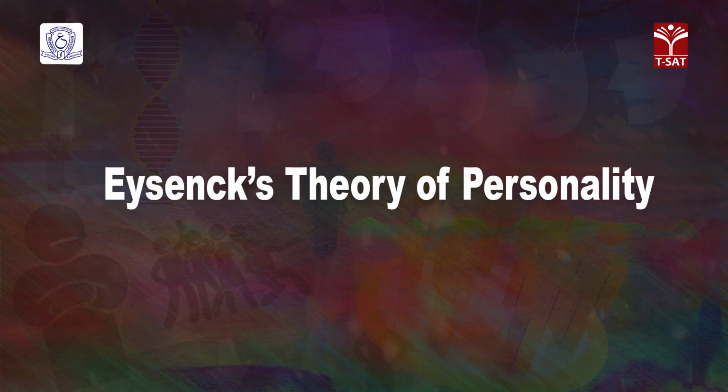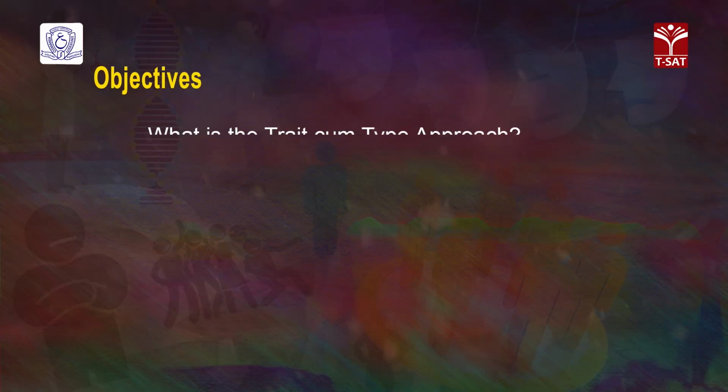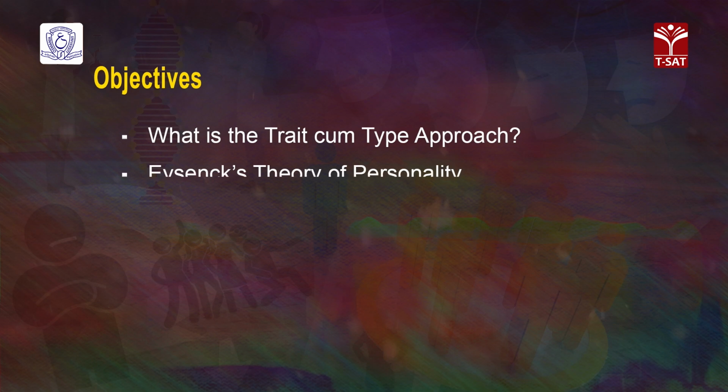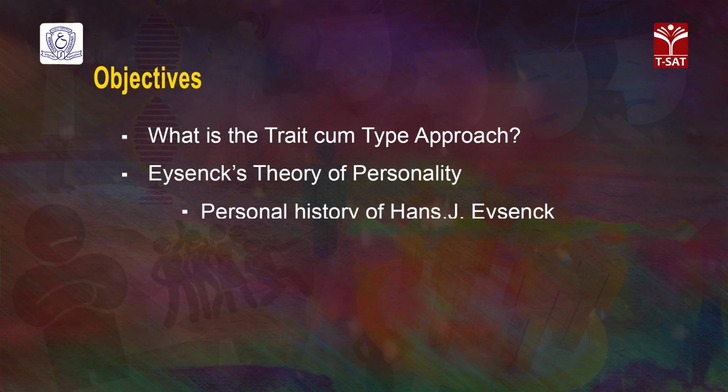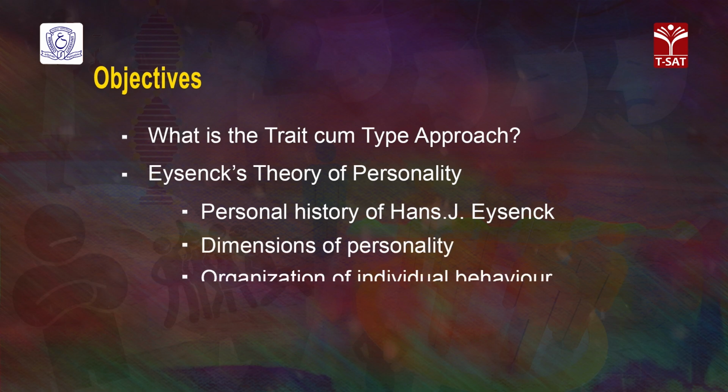Today we are going to talk about Eysenck's theory of personality. Eysenck's theory of personality is known as trait-cum-type theory. The main objectives in this lesson are basically to understand what is trait-cum-type approach. We are going to specifically study about Eysenck's theory of personality. Under this, we will know about personal history of Hans J. Eysenck, dimensions of the personality proposed by Eysenck, and organization of individual behavior.